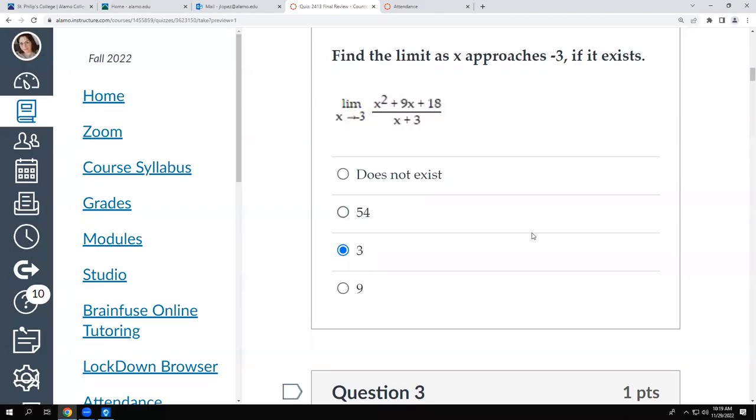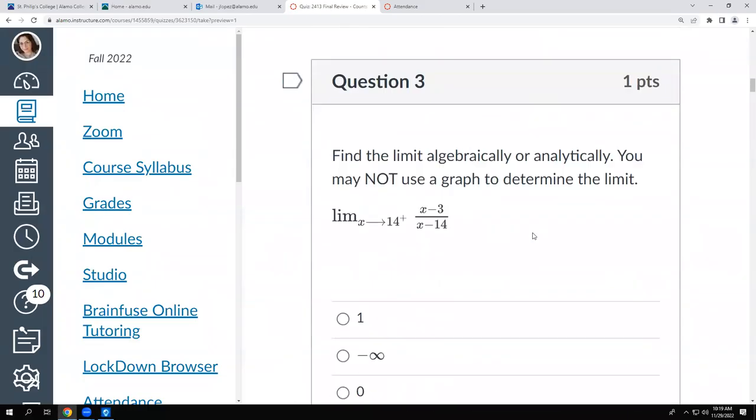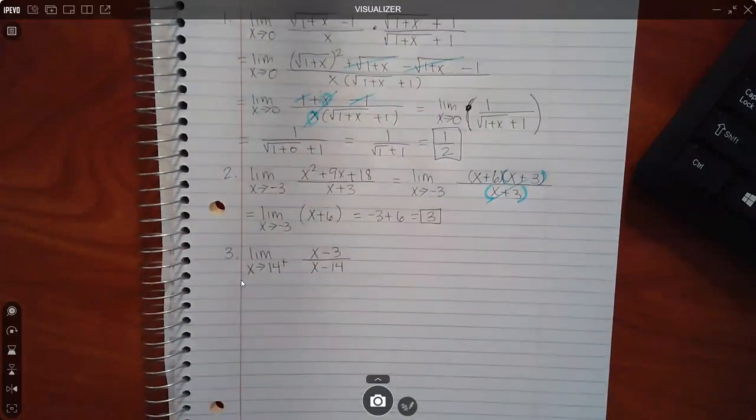Okay, let's look at number three. So this one is the limit as x approaches 14 from the right. And what does that plus sign mean? Yes. And it says find the limit algebraically or analytically. You may not use a graph to determine the limit. Some people might be able to graph that. It's not the easiest thing to graph, but it's not the hardest either. On the test, I had a lot of folks graphing this one. But then I was like, how do you know what the graph looks like if you don't have a graphing calculator? You have to talk about how you know the graph.